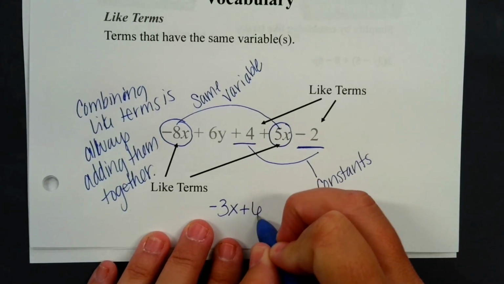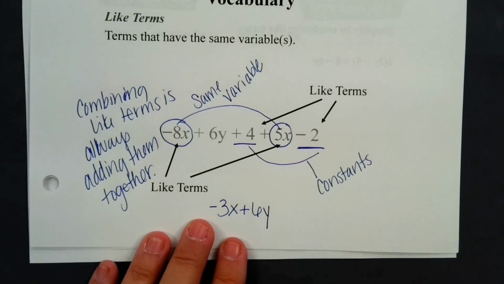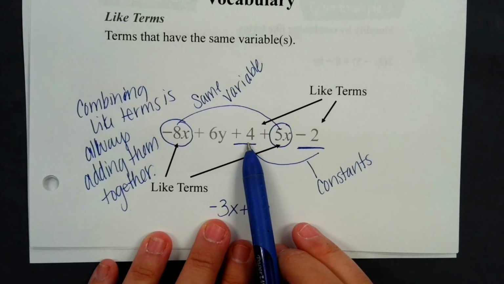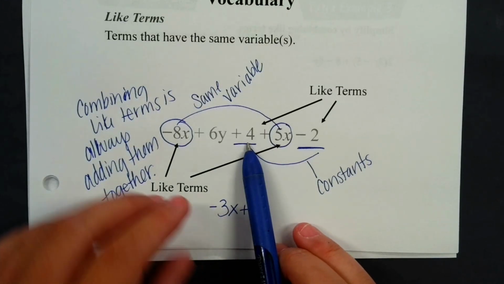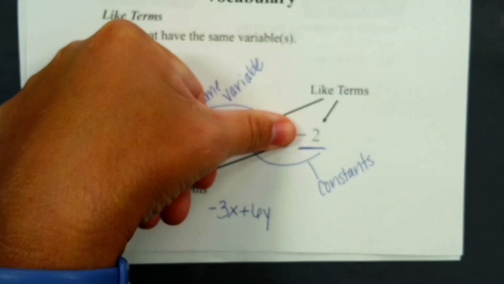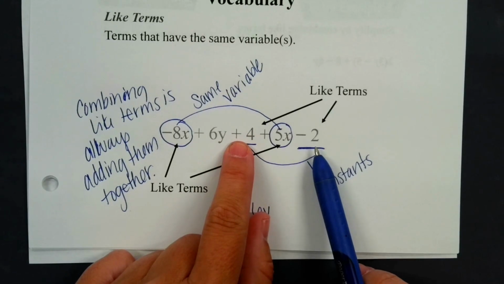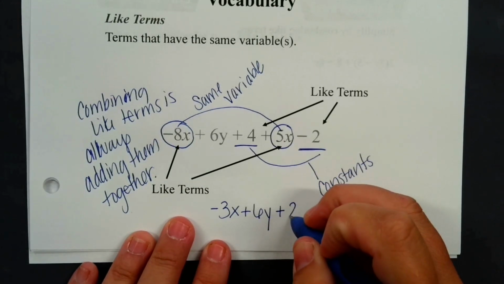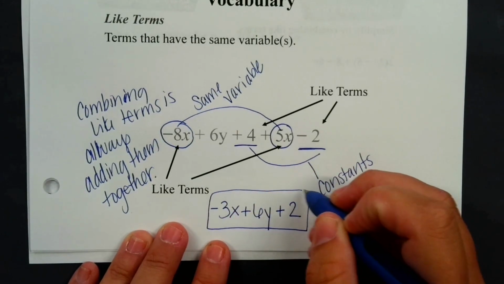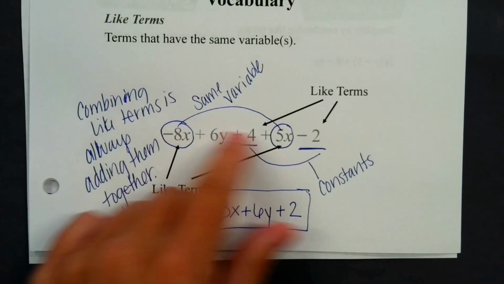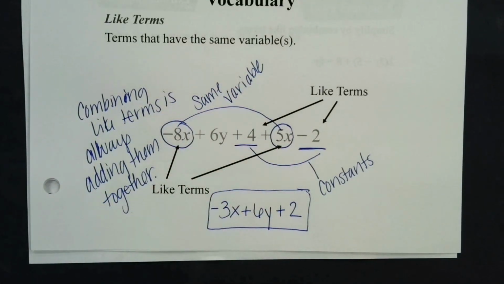I'm going to keep my 6y because you told me I didn't have any like terms. True. Is this 4 positive or negative? Positive. Is this 2 positive or negative? Negative. So if I have 4 plus a negative 2, what do I really have? 2. This and this mean the same thing. We combined all the like terms. We simplified the expression.